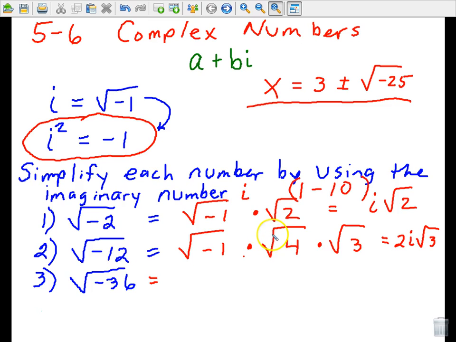Now someone asked me earlier, well, couldn't you have also used the square root of 6 times the square root of 2 to get the square root of negative 12? And the answer to that is yes, but does that help me simplify radicals? How come?